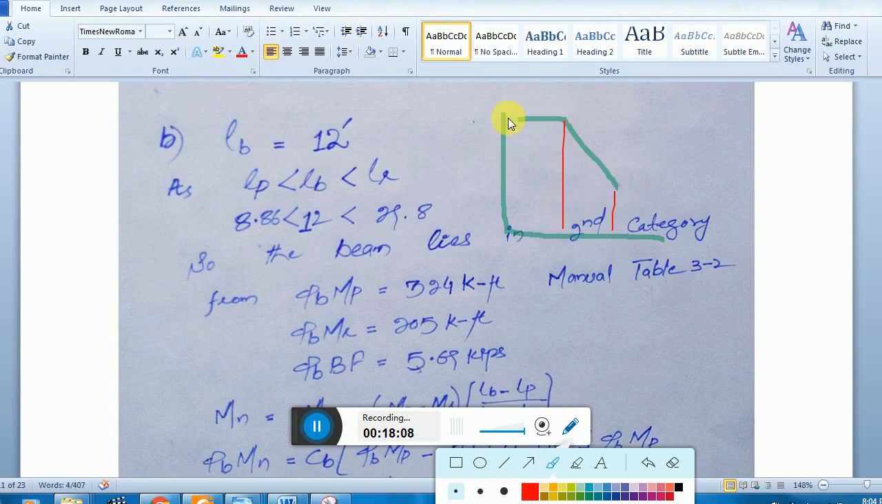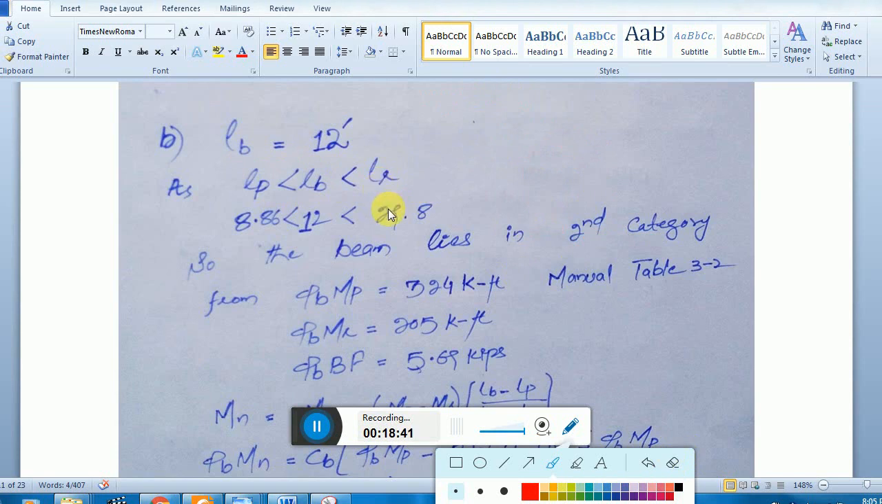In the first case, when your Lb equals 8 feet, your strength here is the maximum one. Now when you choose Lb equals 12 feet, now your strength will be right here. In the first case your Mp, but here you see your value will be Mr, that will be less than Mp. Now let's see what will be the value of Mr.